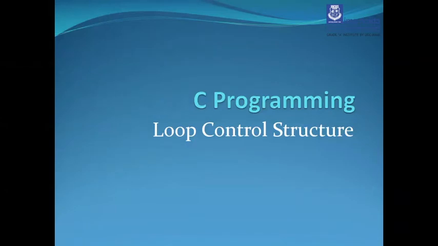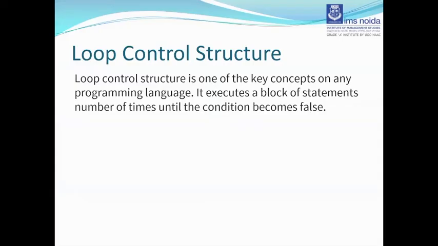Today what I'm going to discuss with you is loop control structure in C programming. Loops are a very important part of the C language. Whenever you want to iterate something or repeat something a number of times, we can implement a loop in C language. So let's first understand what a loop control structure is.